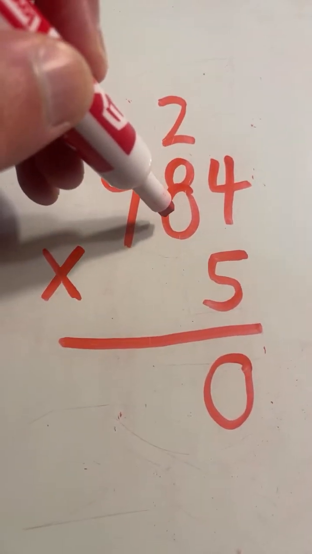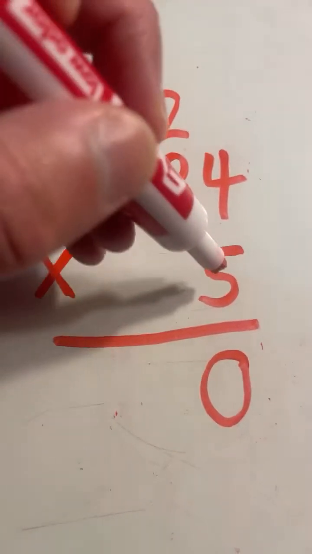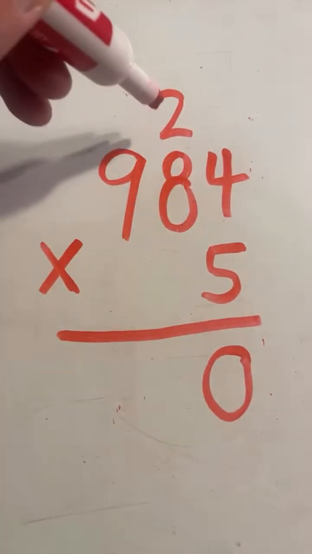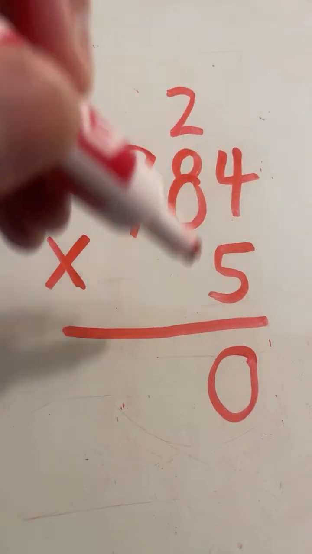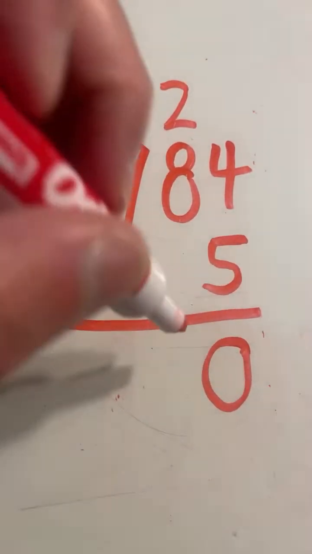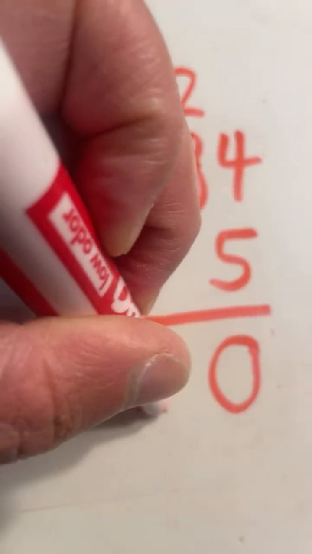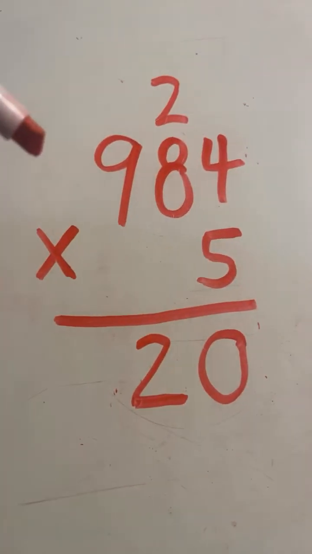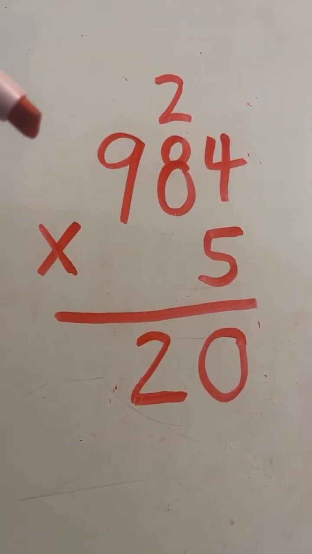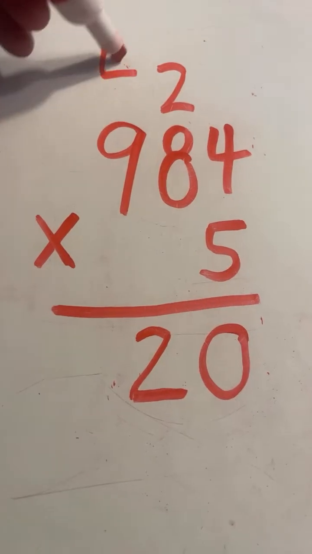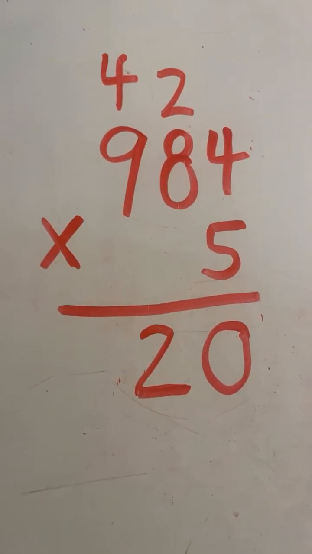All right, next we have to multiply 8 times 5. 8 times 5 equals 40. We have to add the 2 that we carried over. 40 plus 2 equals 42. Again, we need to regroup. We regroup anytime our product is more than 10. So the 2 in 42 goes in the tens place. The 4 gets carried over to the hundreds place.